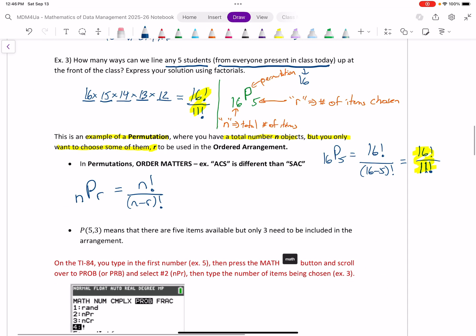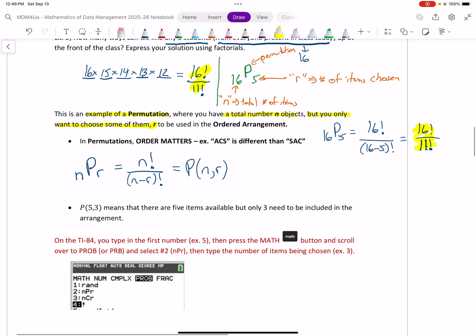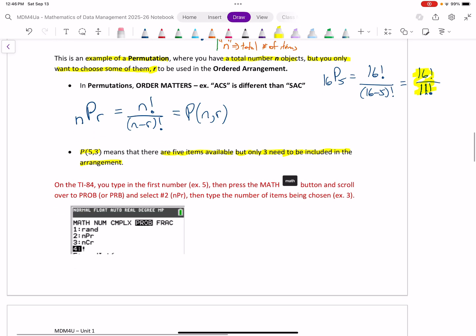Not to confuse you, but often there is more than one way to express the notation for nPr. You'll also see it in the textbook like this, a P and then a bracket n comma r. It means the exact same thing, it's just different notation. Great. So here it says if I had P(5, 3), what that means is that there are 5 items available, but I actually only want to use 3 of them in my arrangement. And we'll look at a bunch of examples where that comes up. So I'll just give that one as an example here.